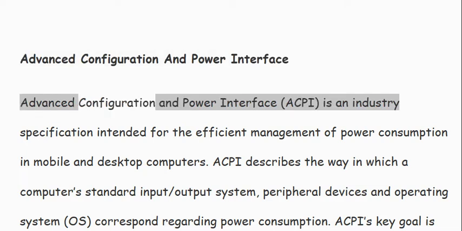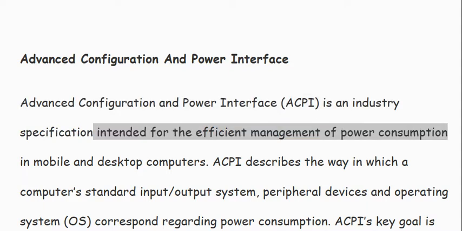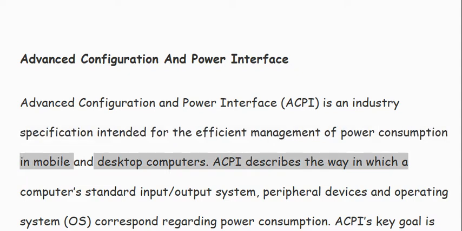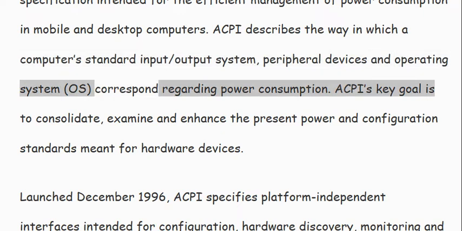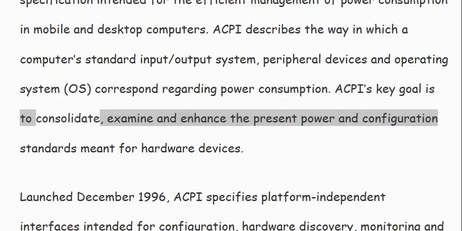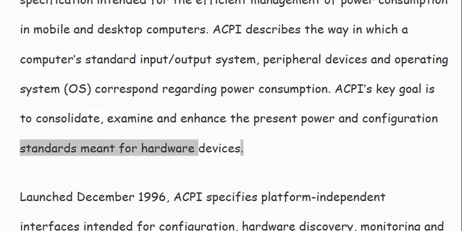Advanced Configuration and Power Interface (ACPI) is an industry specification intended for the efficient management of power consumption in mobile and desktop computers. ACPI describes the way in which a computer's standard input-output system, peripheral devices and operating system (OS) correspond regarding power consumption. ACPI's key goal is to consolidate, examine and enhance the present power and configuration standards meant for hardware devices.